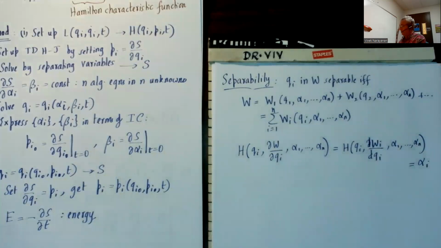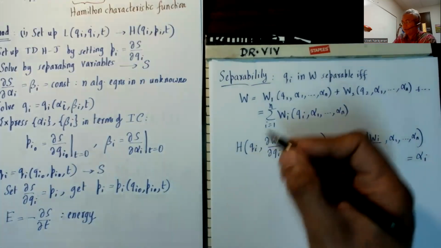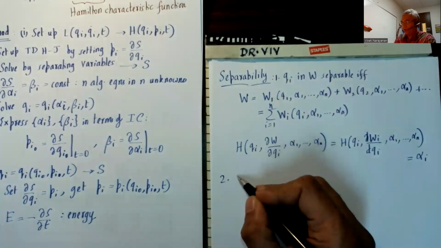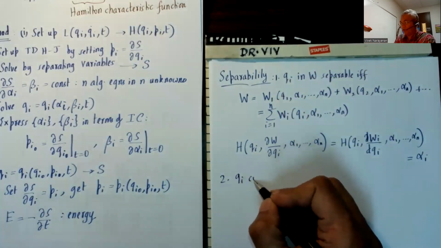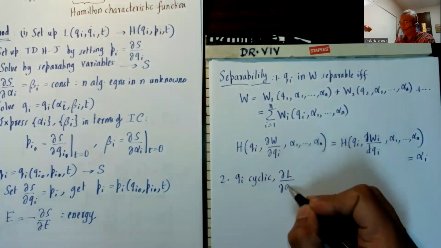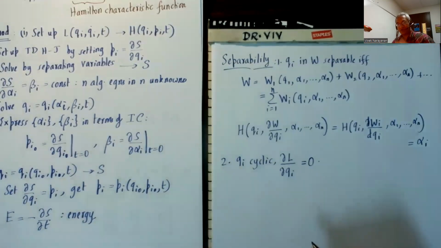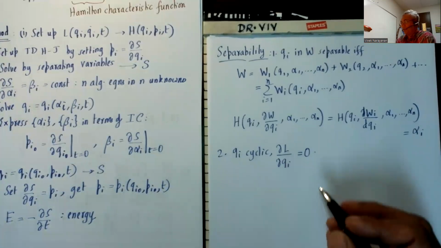Now, if you have a cyclic coordinate, then you have a further simplification. So let's look at that. If Qi is cyclic, cyclic means the Lagrangian does not have Qi in it. So del L by del Qi is 0. What happens then? In the projectile motion problem, as you know, the Lagrangian will not depend on the x coordinate. So you have cyclicity in the x direction. So that will show up in this condition here.